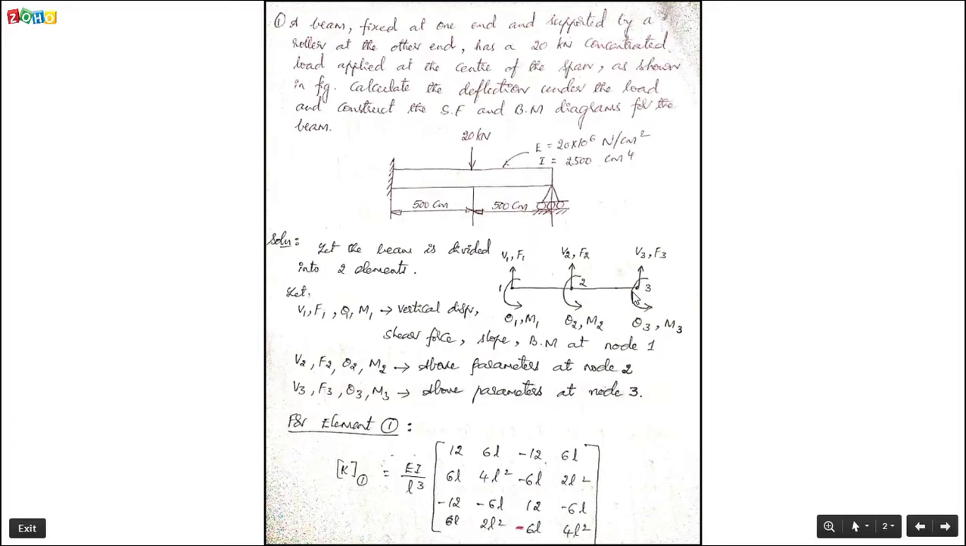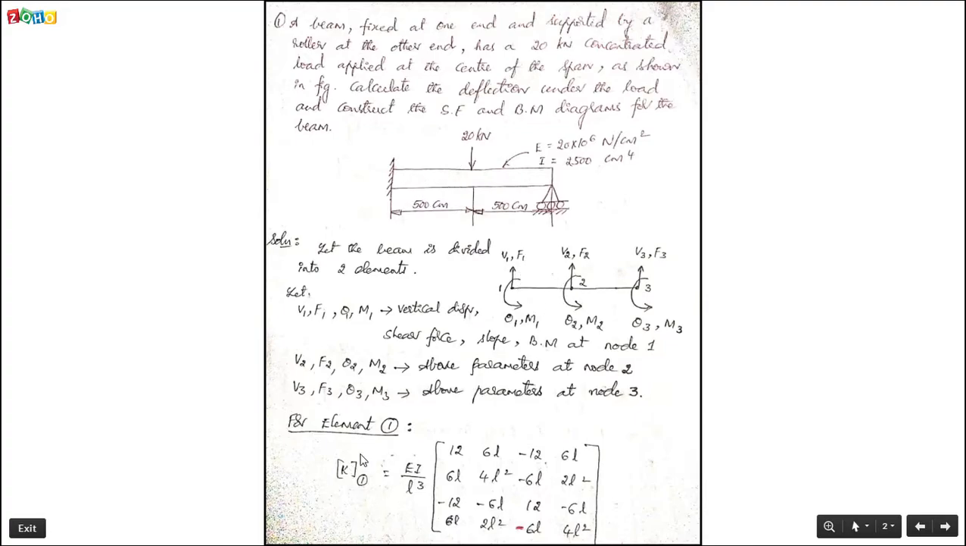Here if you observe, V1, F1, theta1, M1 are the vertical displacement, shear force, slope, and bending moment at node 1. These are the quantities at node 2, and these are the quantities at node 3. So first we would like to find the stiffness matrix for the first element.